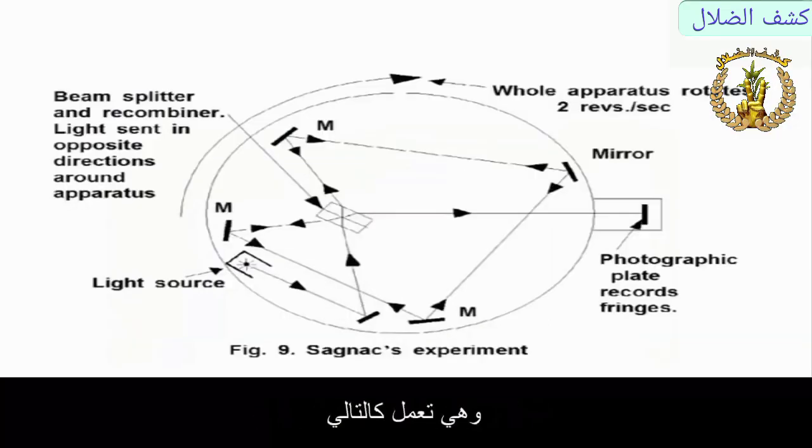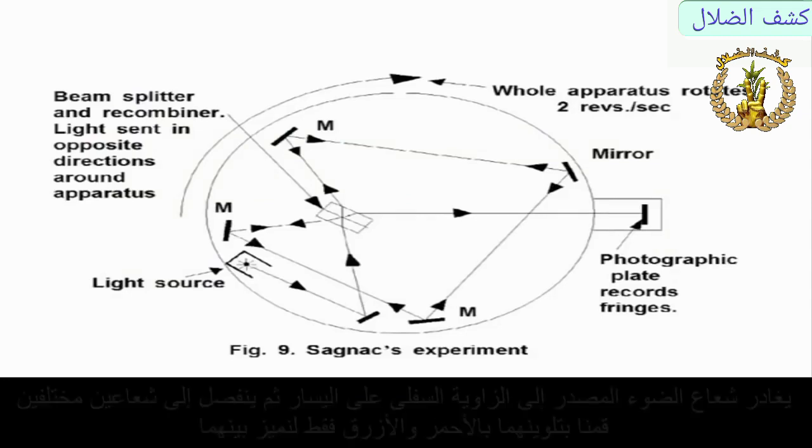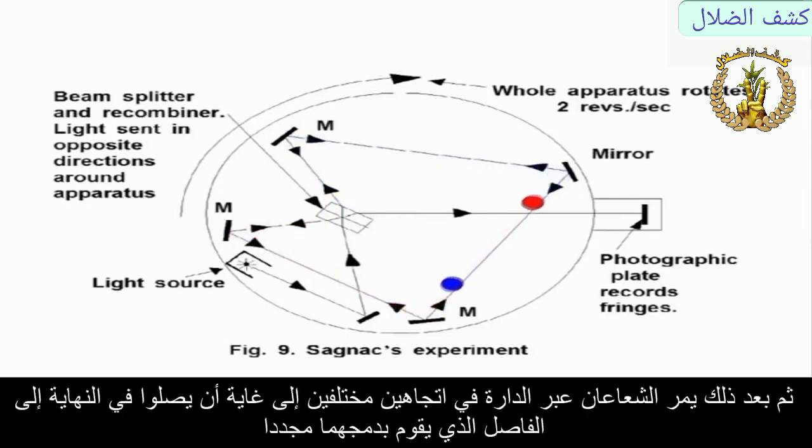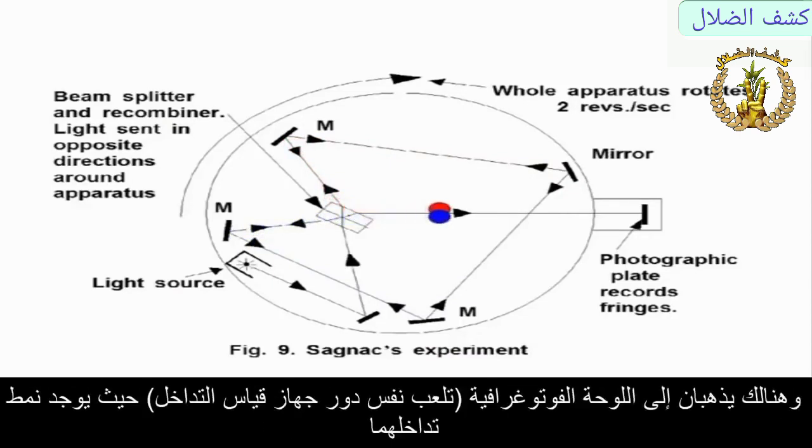It works as follows. A beam of light leaves the light source at the bottom left-hand corner and is split into 2 different beams, which we have coloured red and blue just to distinguish them. They travel round the circuit in opposite directions until they eventually reach the splitter, which also recombines them. There, they then go on to the photographic plate, where they have interference fringes.